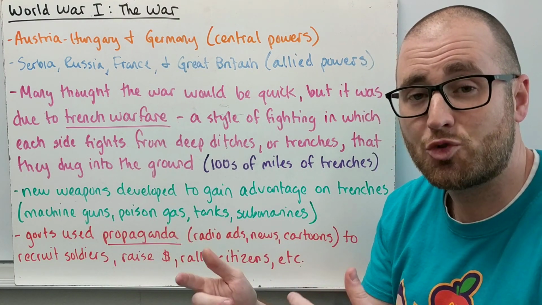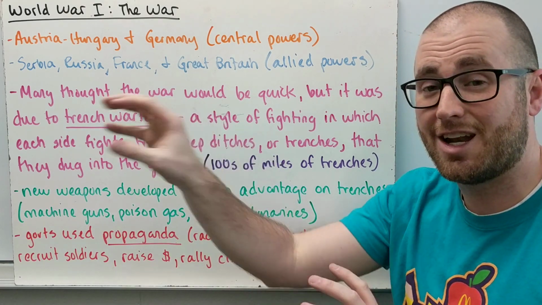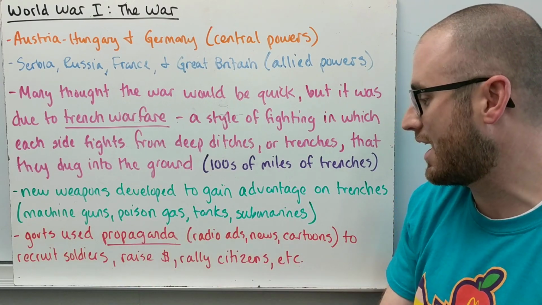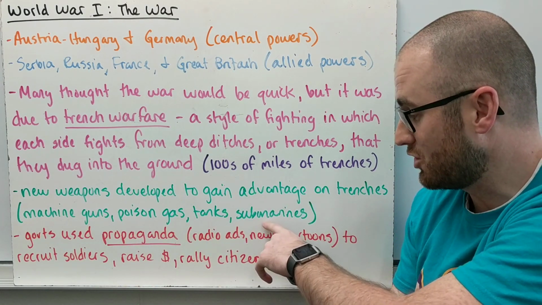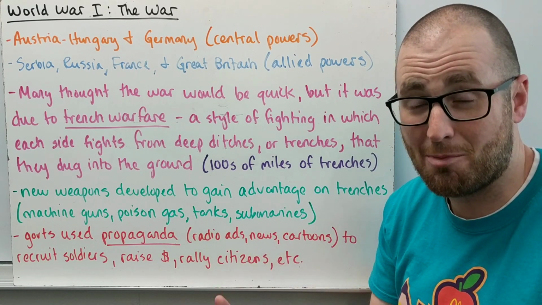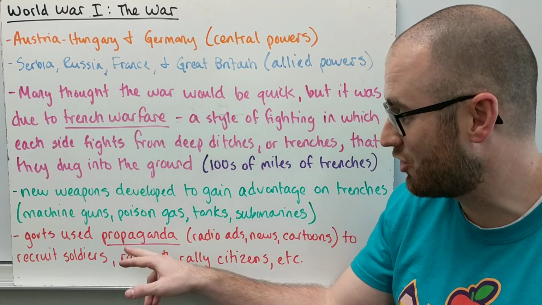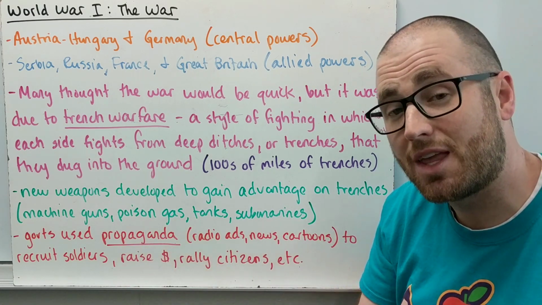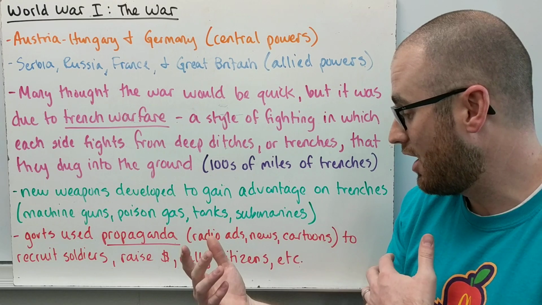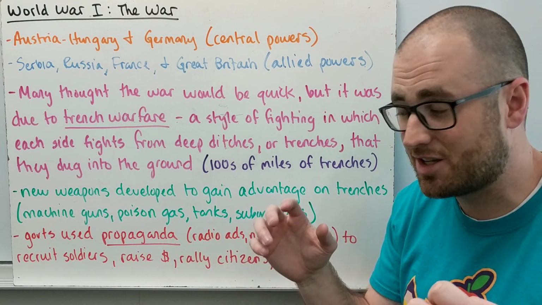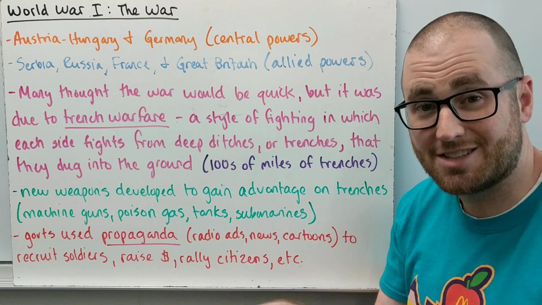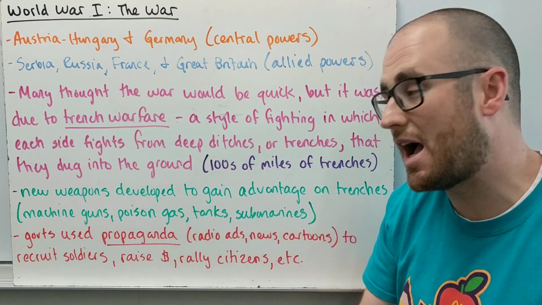Each side tried to create new weapons in order to gain an advantage over the other one's trenches. So you had the rise of machine guns, poisonous gas, tanks, and submarines, also known as the German U-boats. And because it was such a stalemate, the governments had to raise a lot of money. They started to use some of the first forms of propaganda that we're going to see: radio ads, newspaper articles, cartoons, different things to help either recruit people to come fight, raise money, or rally citizens and keep the country focused on fighting the war.